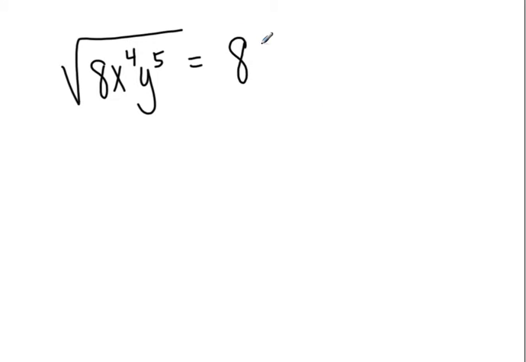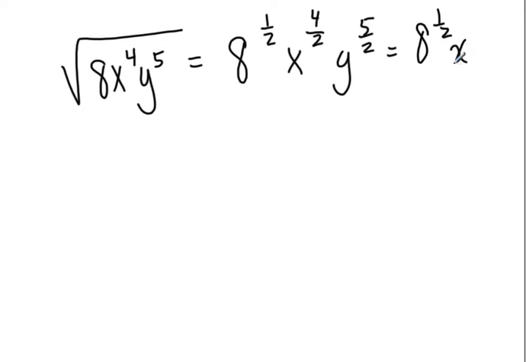8 to the 1/2, because what's the exponent on 8? 1. X to the 4 over 2. Y to the 5 over 2. Now reduce the fractions just as you would. 8 to the 1/2 doesn't reduce. X to the 2. Y to the 5 over 2. You're going to leave it improper.